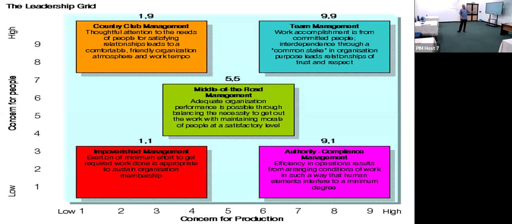So if this is bad, this is bad, this is worse, what could be a good starting point? Middle of the road. Some concern for people, some concern for production. Middle of the road, 5,5. So 1,9, 9,1, 1,1, here 5,5. Then draw a diagonal, an arrow from here to here. Ideally, you should move from 5,5 to 9,9. Highest concern for people, highest concern for production, 9,9.